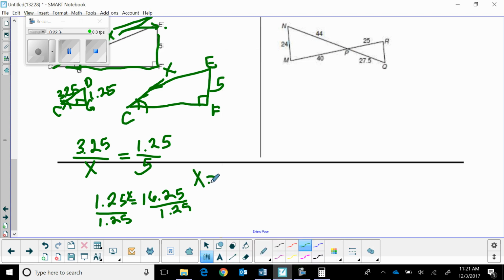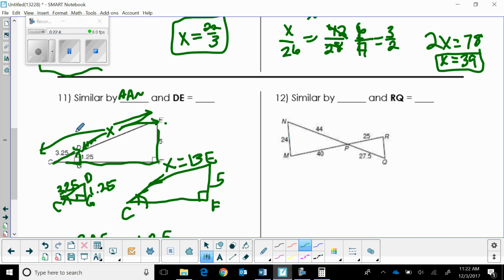So x is 13. Okay, now what did we define x to be? We defined x to be the entire hypotenuse, but we don't want the entire hypotenuse. So let's take 13 minus 3.25, and that's going to give us 9.75. And that's the length of DE.